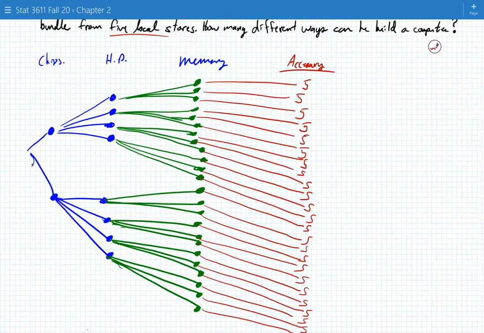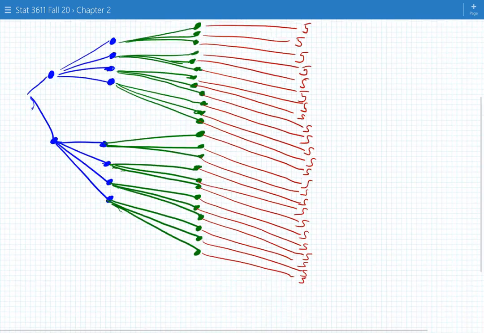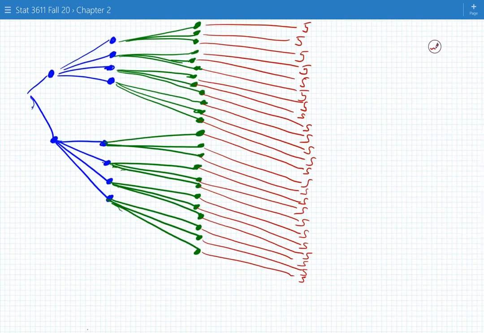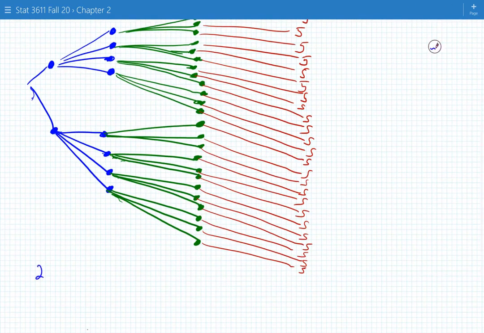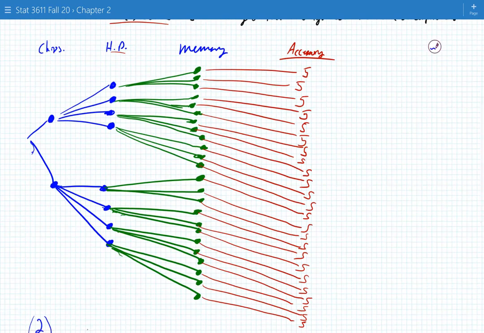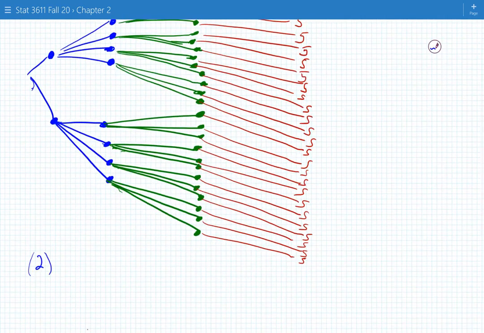Well, that would be 3 times the number of blue dots that we have over here under the HD category, hard drive category. Well, that would be 4 times the number of chips that we can choose from, right? So at this stage, you have 2 options right there, okay? And then for each of those, you have 4 hard drives to choose from.